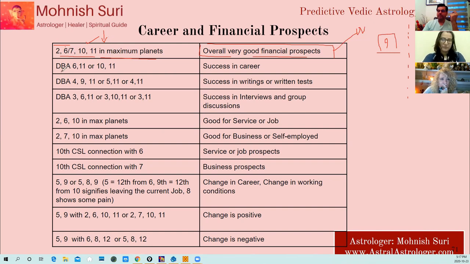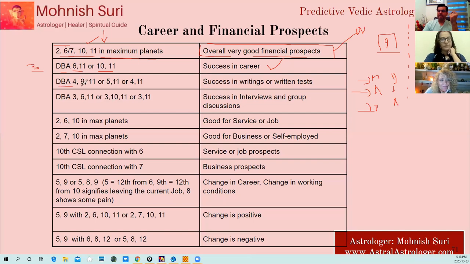Then if you see in the DBA planets, DBA are the 3 planets, Dasha, Bhukti, Antra, Mahadasha, Antardasha, and Pratyantardasha, or we call them DBA, central government, state government, municipal government. If all these 3 planets, or the major DBA planets, like the 2 are the major ones because they run most of the power, are showing 6, 11, and 10, 11, that indicates success in career during that time.